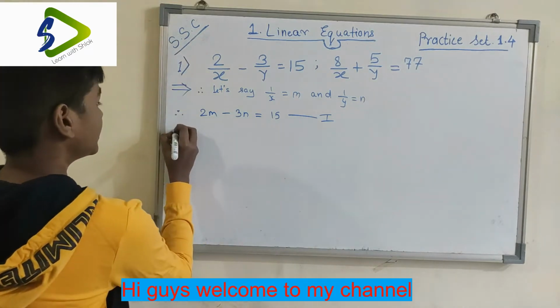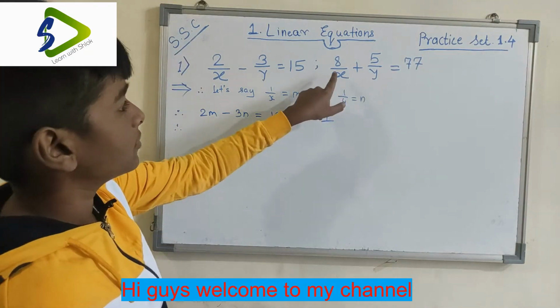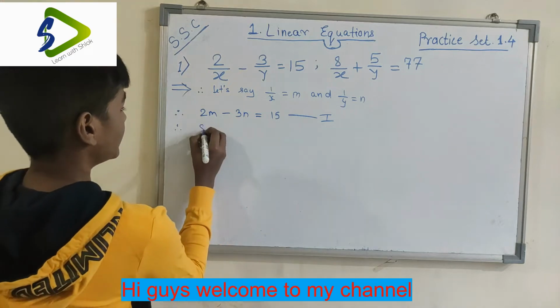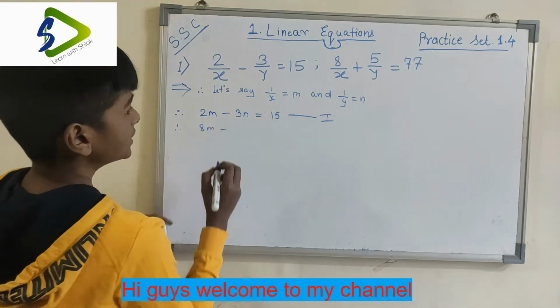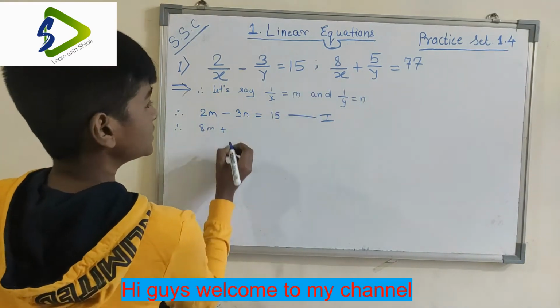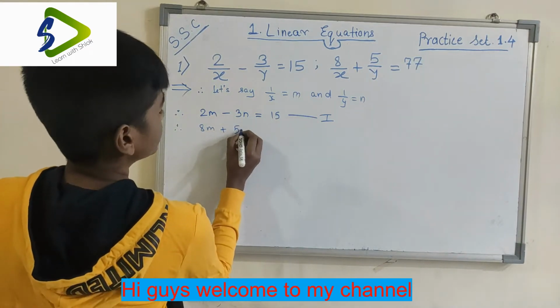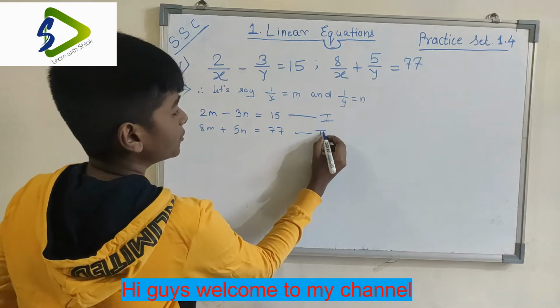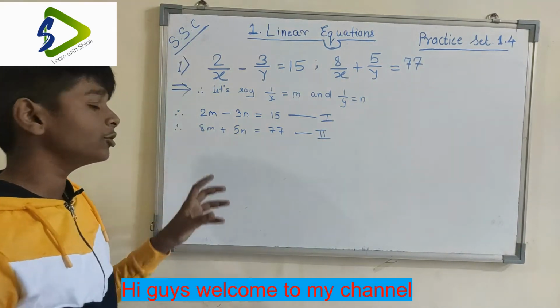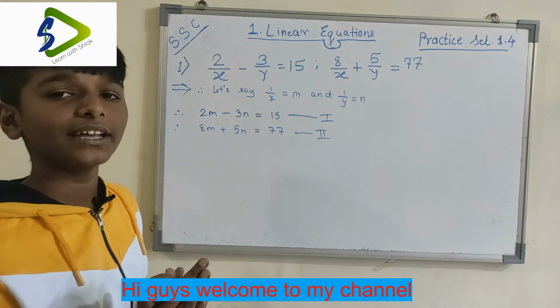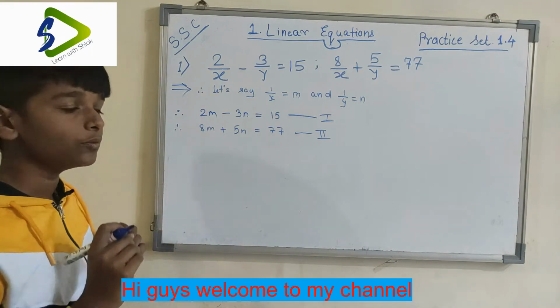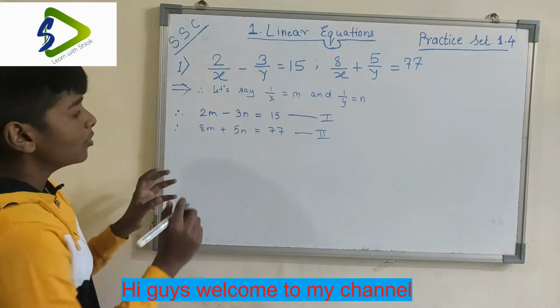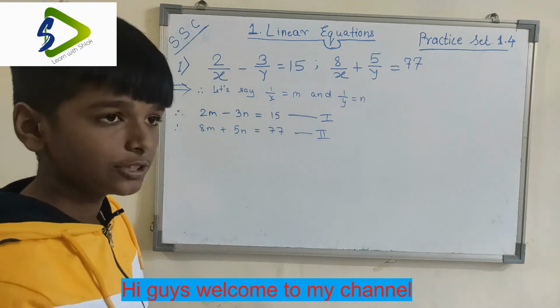Now let's write the second equation. The second equation is 8m plus 5n is equal to 77. If you have watched the first video, you know we can now do the elimination method that we did in practice set 1.1.